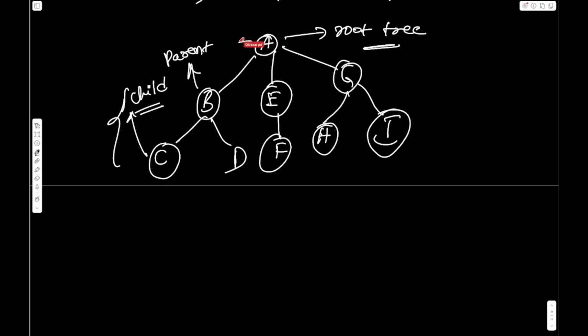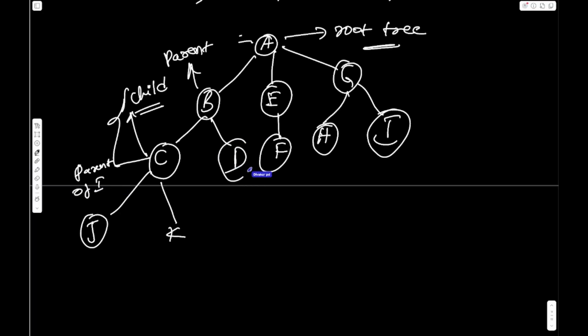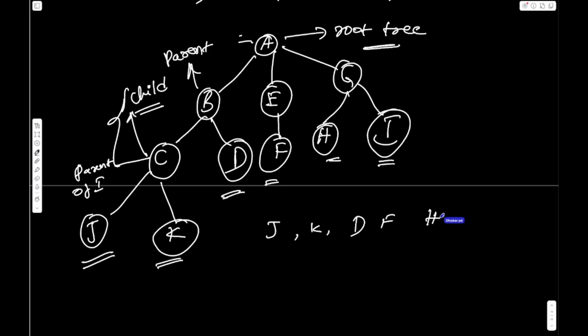Again, this will become a root node. Let's say if C has something, this is the parent of I, J, K, parent of I, and child of B. What are leaf nodes? We have one more concept called leaf node or terminal nodes. The nodes which are at the end of the tree are called leaf nodes. In our case, we have J, K, D, F, H, and I. All of them are terminal nodes.